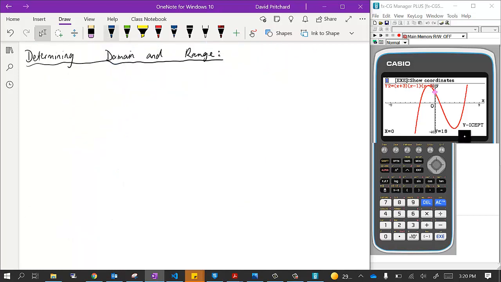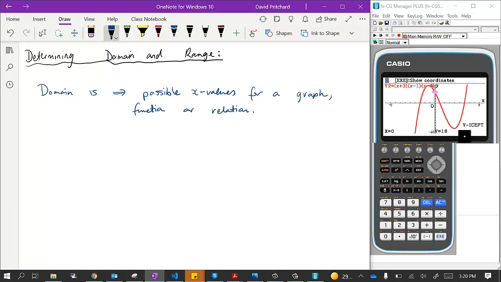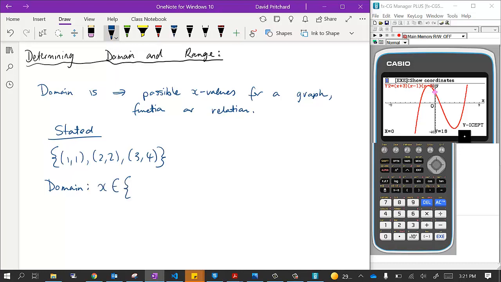All right, the final thing in this lesson is domain and range. Domain is simply the possible x values for a graph, function, or relation. Now, sometimes this will be stated and sometimes this will be implied. So, for example, stated could be in the form of a set of ordered pairs. So we've got 1, 1, 2, 2, and 3, 4. So a domain, in this case, would simply just be x is an element of, and the values are simply discrete values. It could be 1, it could be 2, or it could be 3. So that's stated and discrete. The x values are 1, 2, and 3.